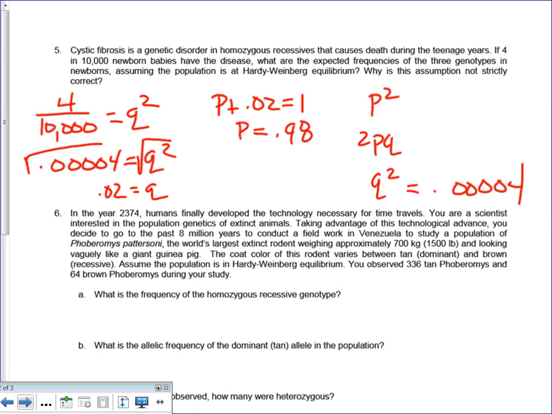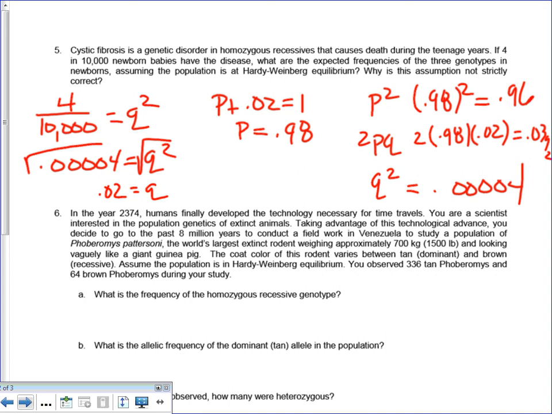The others I just plug in. So 0.98 squared would be 0.96. So I expect 96% of the population not even to carry the gene. And then 2PQ, we would take 2 times 0.98 times 0.02. And that would be 0.0392. And you can see that's going to come awful close to 1.